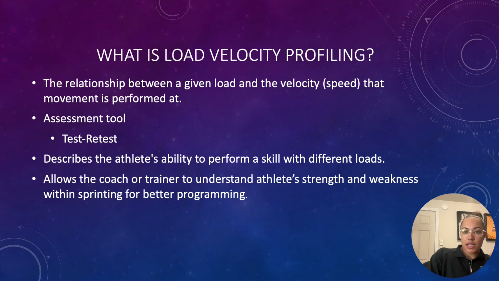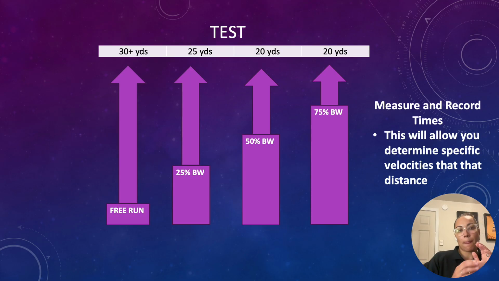Now, how do we actually test this? When we test this, we have four different categories that we want to approach. We want to make sure that we're measuring and recording times, especially split times, because it's going to be so much easier for you when we get into the next part of this presentation, talking about velocity decrements. But first, we're going to have a free run.